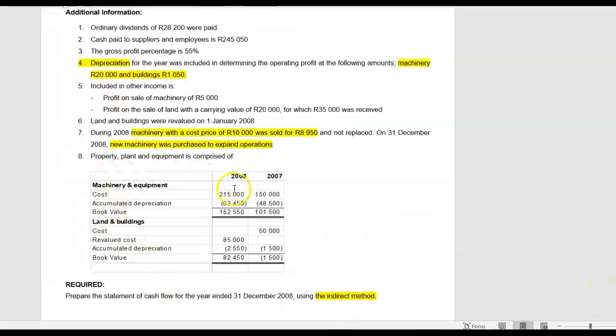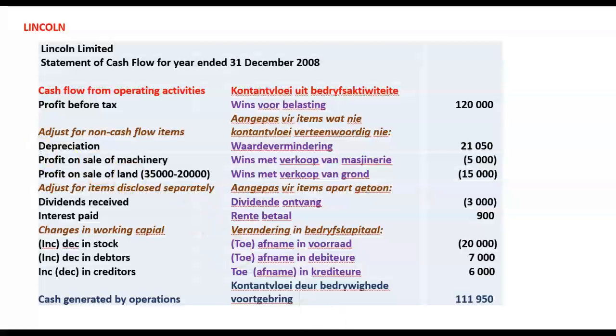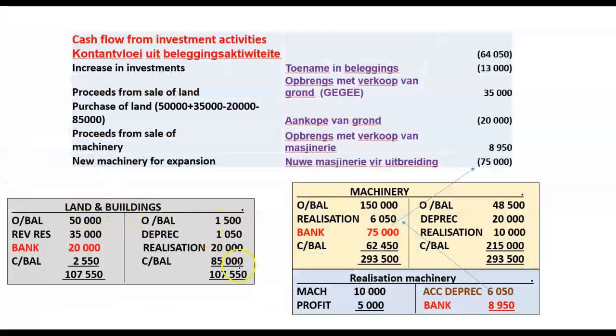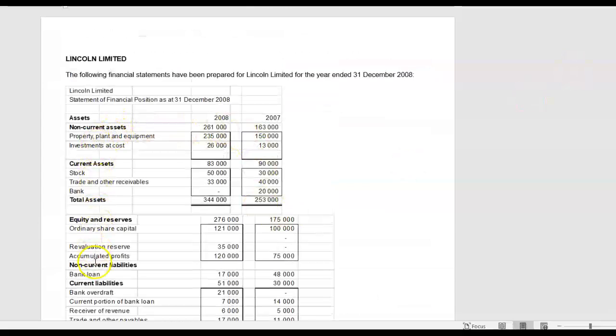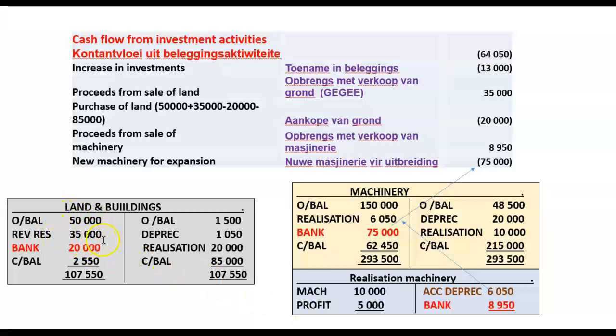Now let's do the PPE accounts, please. So we're going to open up, let's start with land and buildings. The cost price account, debit balance 55,000, on the credit side closing balance 85,000. So here's land and buildings, 50,000, closing balance 85,000. They told us that there was a revaluation during the year. Revaluation reserve. There was nothing in the past. Now there's 35,000 rand. So obviously the revaluation is 35,000 rand.